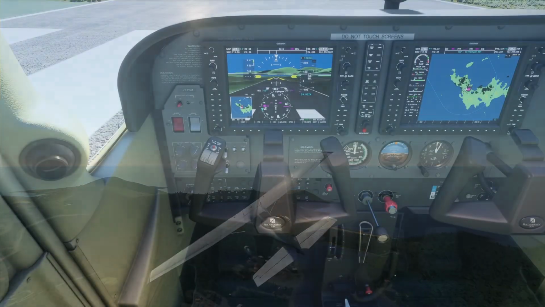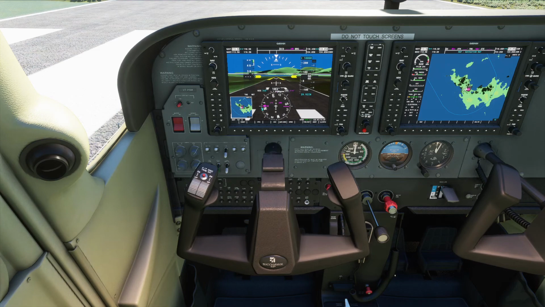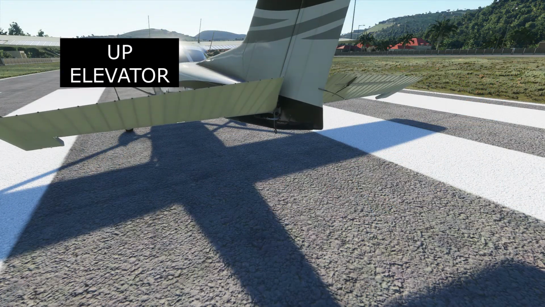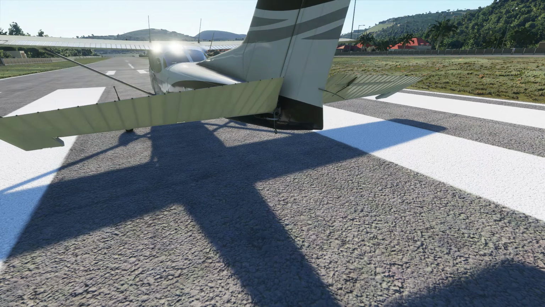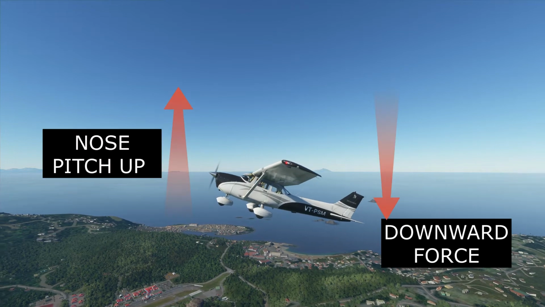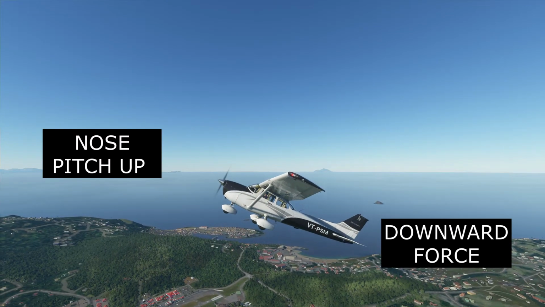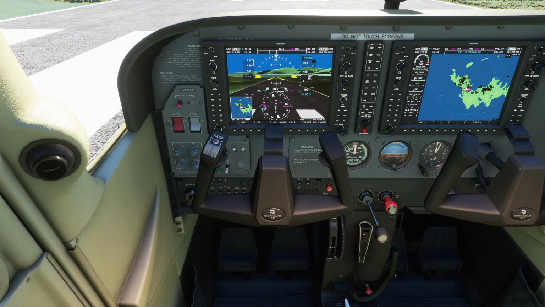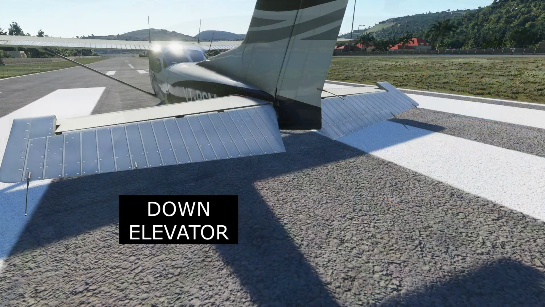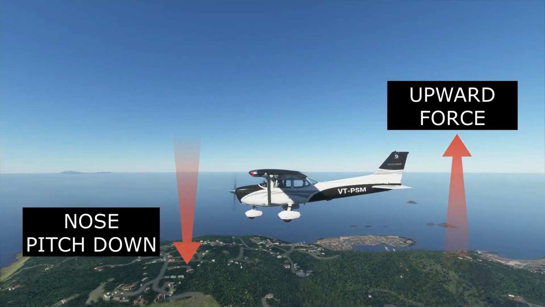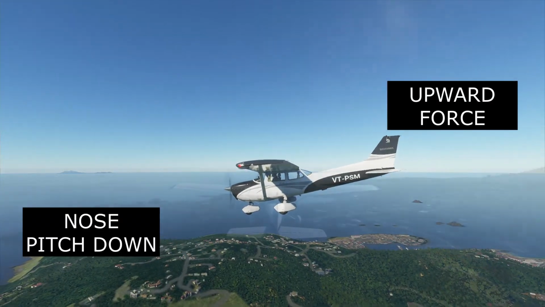Aft movement of the control column deflects the trailing edge of the elevator surface up. This is usually referred to as an up elevator. The up elevator position decreases the camber of the elevator and creates a downward aerodynamic force, which causes the tail of the airplane to move down and the nose to pitch up. Moving the control column forward has the opposite effect. In this case, the elevator camber increases, creating more lift on the horizontal stabilizer. This moves the tail upward and pitches the nose down.